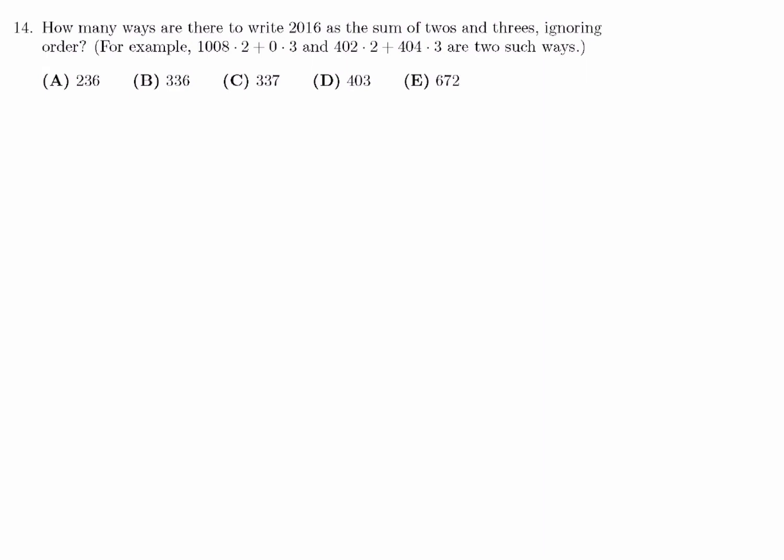How many ways are there to write 2016 as the sum of 2's and 3's, ignoring order? All right, so 2 times something plus 3 times something has got to equal 2016. So we just make a little table, and off we go. Hopefully we are not going to fill out the entire table. We're just going to get some sort of a pattern.